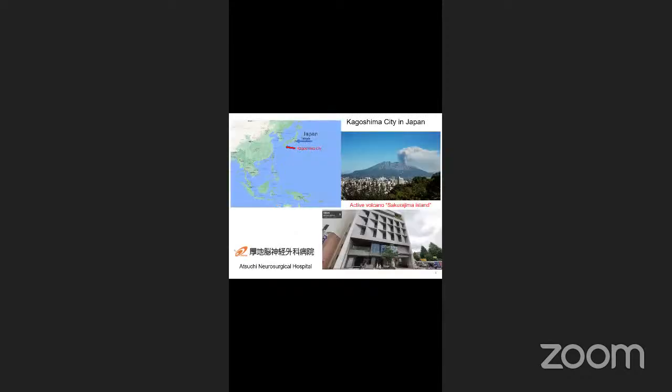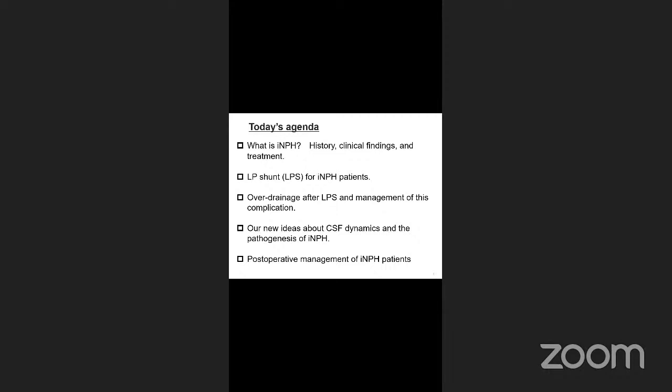My hometown, Kagoshima City, is in the south of Japan, and it is famous for its active volcano, Sakurajima Island. My talk is divided into five parts. First, I'll talk about INPH: history, clinical findings, and treatment. Second, lumboperitoneal shunt for the treatment of INPH. Third, overdrainage after LP shunt and its management. Next, I'll share our new idea about CSF dynamics and the pathogenesis of INPH. Finally, our post-operative management of INPH.